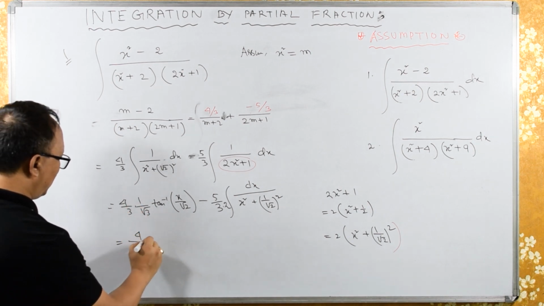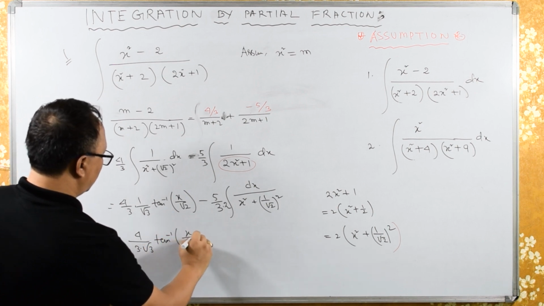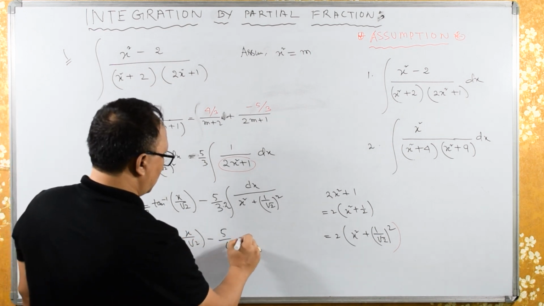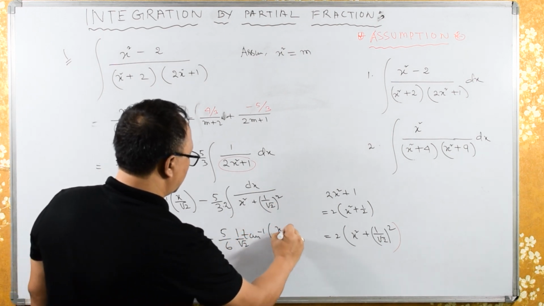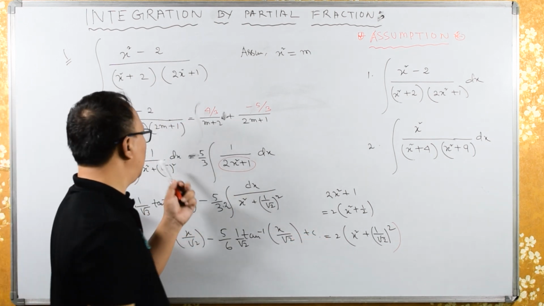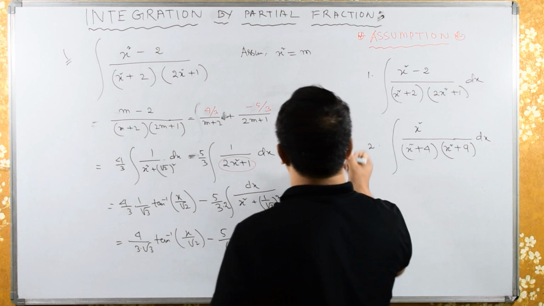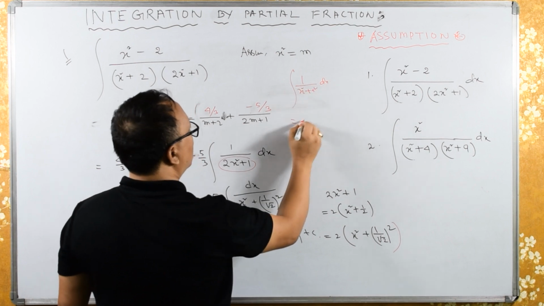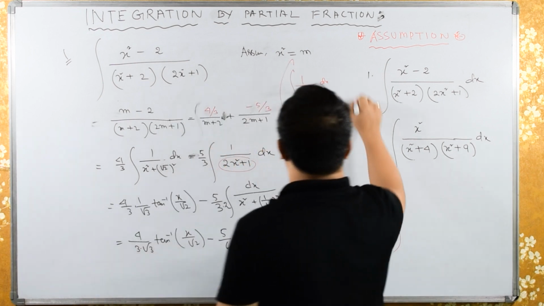Here 4 upon 3 root 3 tan inverse x by root 2 minus 5 by 3 into 2, which is 6, again tan inverse, 1 by a is 1 by root 2, tan inverse x upon root 2 plus some constant. Here we are using this formula: integral of 1 by x square plus a square dx is 1 by a tan inverse x by a plus some constant. This formula we are using over here.